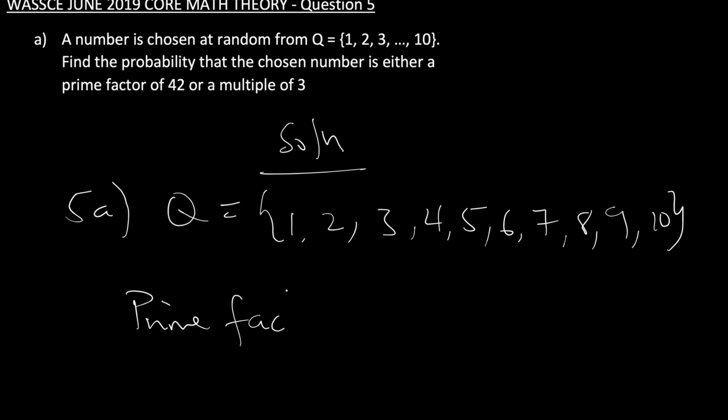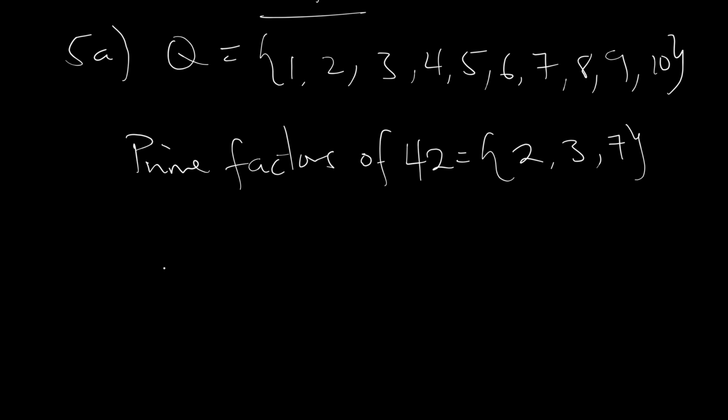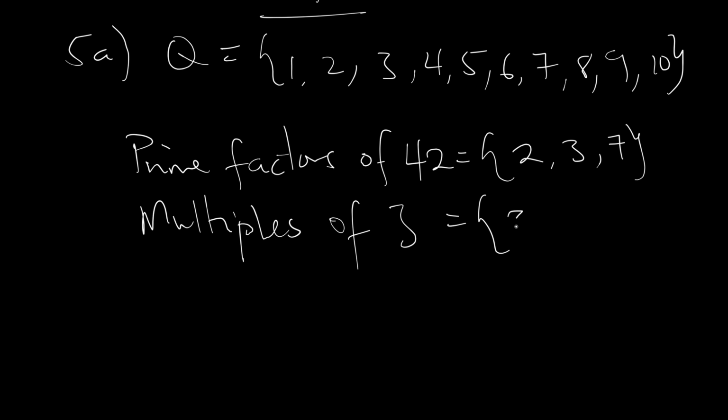Let's find the set for all prime factors of 42 from the set Q. So all prime factors of 42 from the set Q, we have 2, 3, 7. Then let's find the multiples of 3 from the set Q. So all the multiples of 3 from the set Q will be 3, 6, 9.